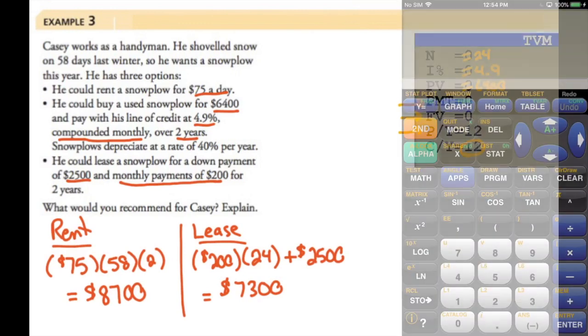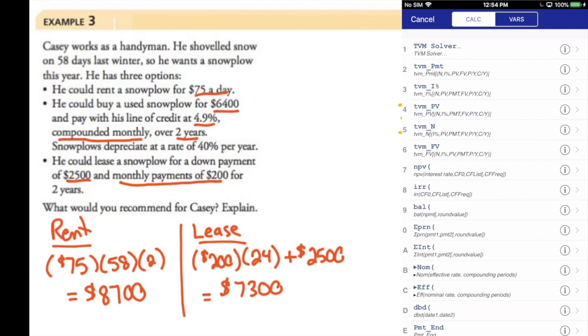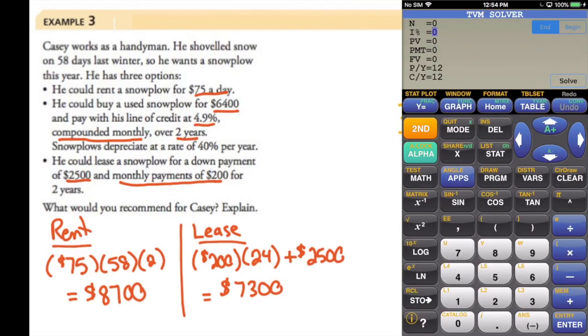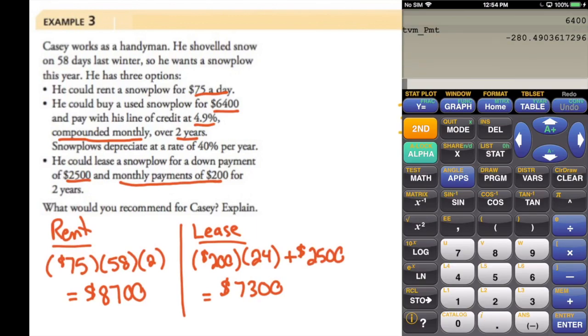Going and determining his monthly payment. Again, finance app, TVM solver, inputting 24, 4.9, 6,400. Everything else stays the same. Second mode to quit out. Go back into the finance app. We want to work out his payment amount, which would give him $280.49 per month.